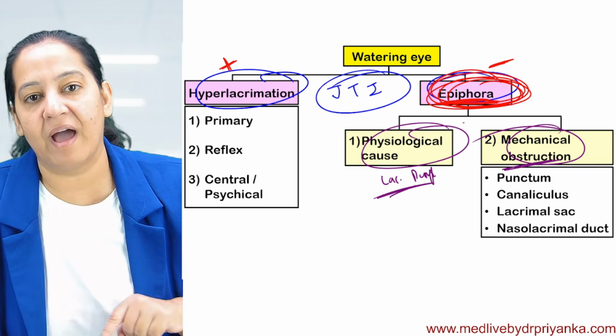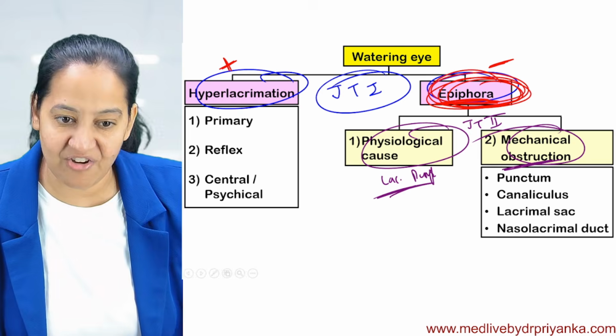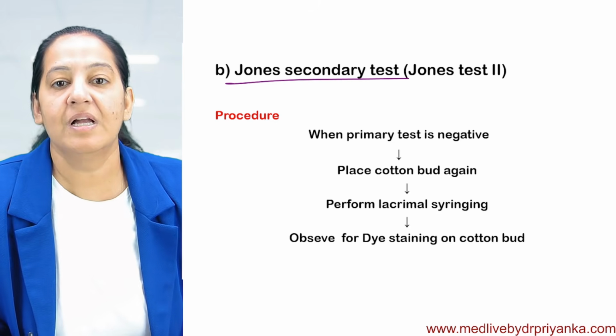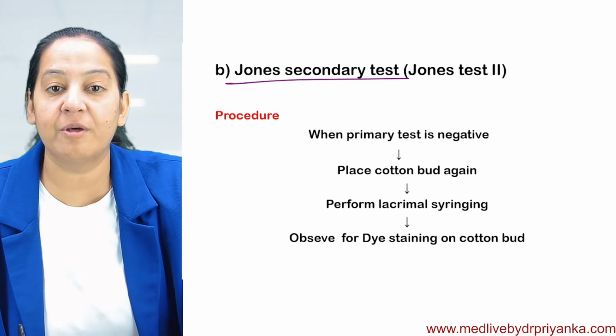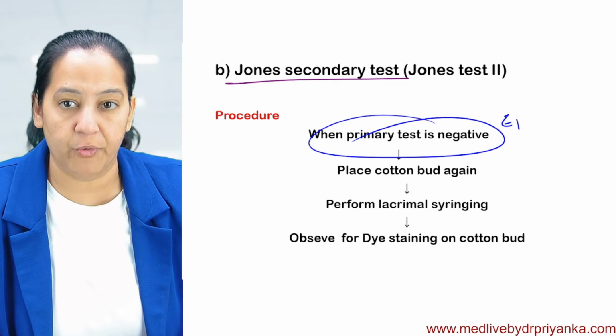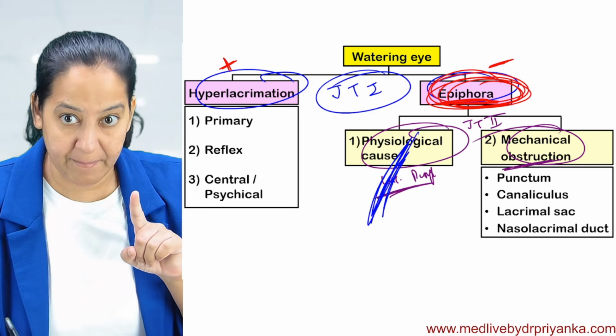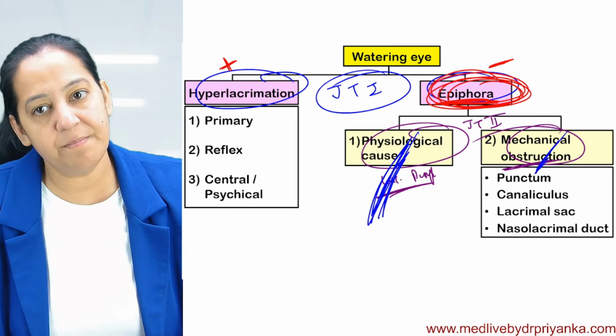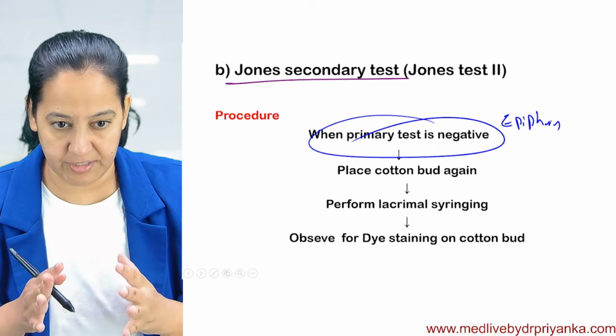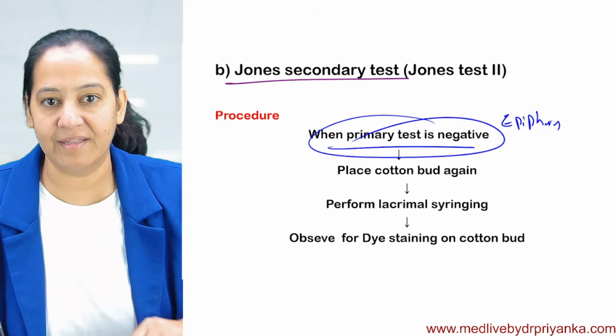So for that we apply the Jones test too. That is the secondary Jones test. The secondary Jones test is applied only if the primary is negative. That is, the cause is Epiphora. Now you want to differentiate which type of Epiphora. Is it due to lacrimal pump failure, that is physiological, or is it mechanical obstruction? You want to differentiate the two. So if the primary test is negative, then apply the secondary test.